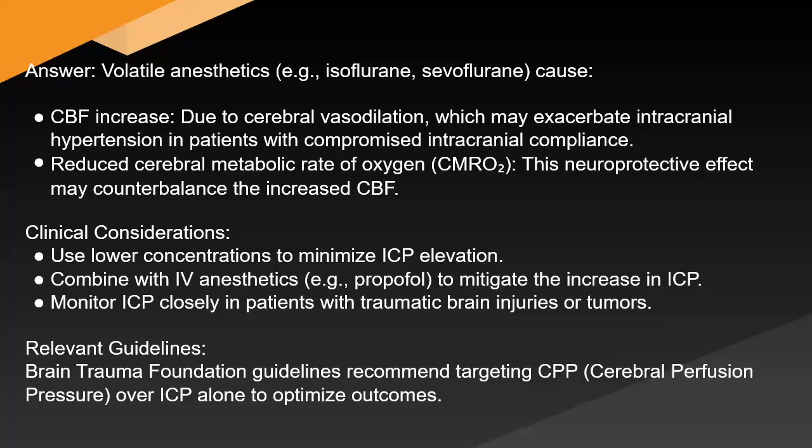Clinical considerations: use lower concentrations to minimize ICP elevation. Combine with IV anesthetics, e.g., propofol, to mitigate the increase in ICP. Monitor ICP closely in patients with traumatic brain injuries or tumors. Relevant guidelines. Brain Trauma Foundation guidelines recommend targeting CPP, cerebral perfusion pressure, over ICP alone to optimize outcomes.